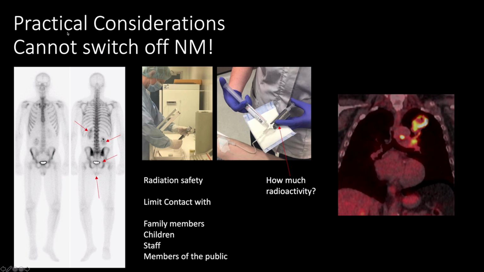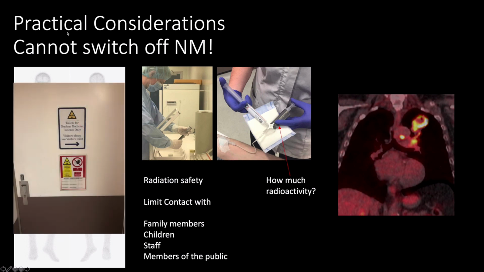And then of course for the patient, they need to limit contact with family members or young children, or even staff or members of the public, because remember, while they are still radioactive, they are emitting radiation in all directions. So the radiation protection of the family and others that the patient may come in contact with is also quite important. So how do we manage this?